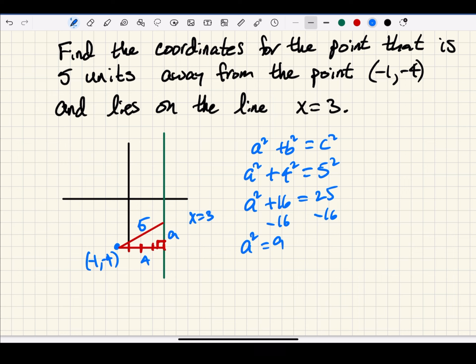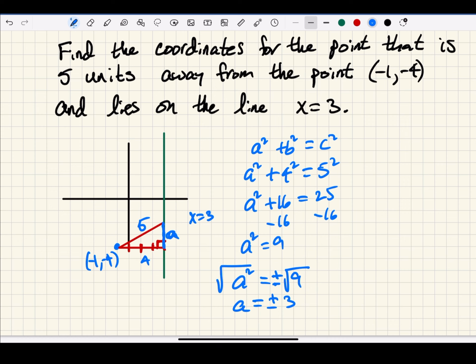So now, here's something. If I use the square root property and take the square root on both sides, then I would have to remember that I have to do plus or minus on the right side over here. So I would have a equals plus or minus 3. So, well, what does that mean? Now remember that this a value is this length.